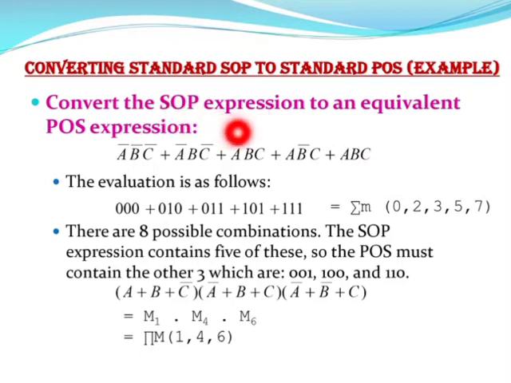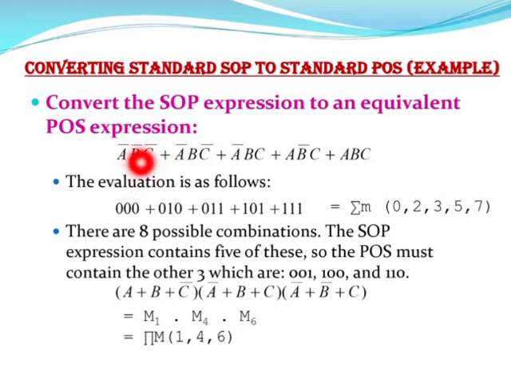Convert the SOP expression to an equivalent POS expression. This is an SOP expression, that is a bar b bar c bar plus a bar b c bar plus a bar b c plus a b bar c plus a b c. Now, just recall what we studied as min terms and max terms. So this represents 0 0 0.